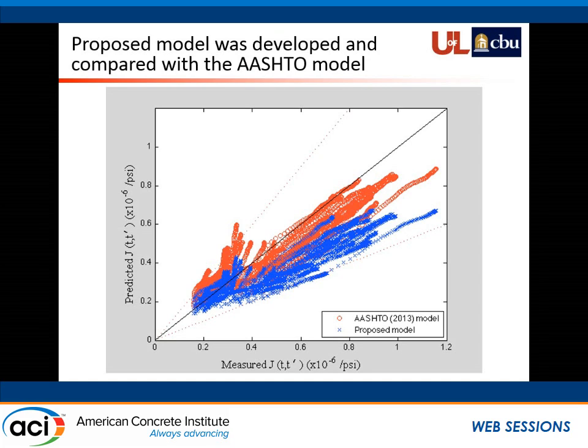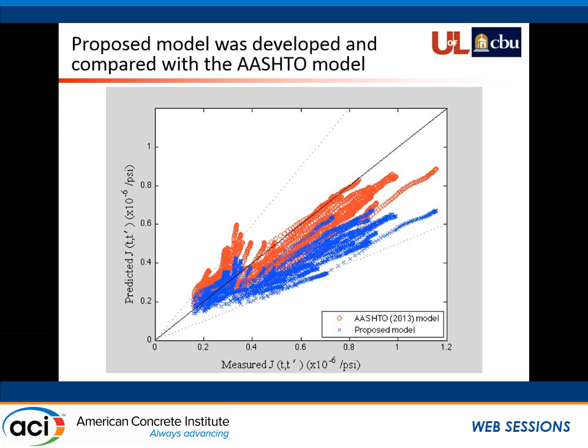In general, I was surprised that the current AASHTO model works pretty well overall. By the way, these red dotted lines are the plus or minus 50% bounds, which AASHTO currently allows. So the AASHTO current model is pretty good, except for these data points. There are certain points that are out of the bounds.